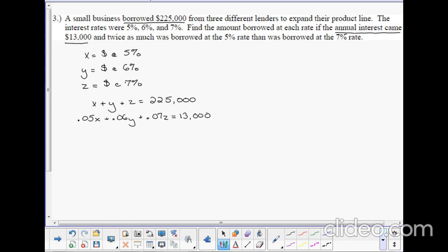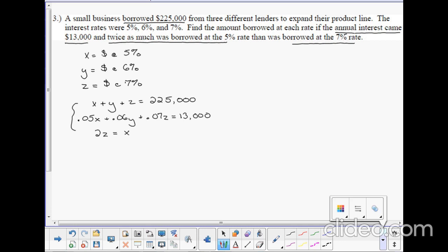The last thing that we know is that twice as much was borrowed at 5% than at 7%. So 2 times z is equal to the 5% rate, or 2z equals x. So we have to double z to get to x because twice as much is borrowed at 5%. So z is half of x, or double z is equal to x. So this is our system.